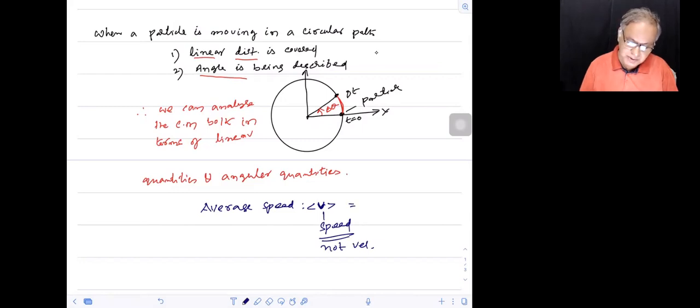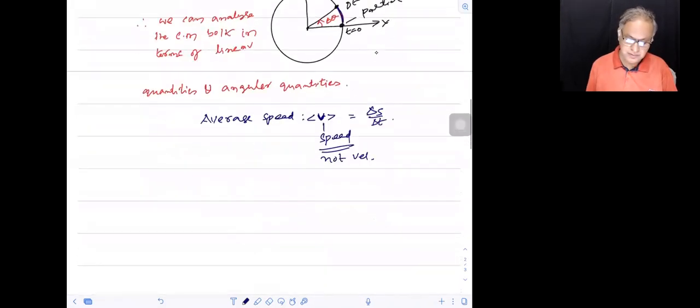That should be simply delta S by delta T. It's path length by time, not displacement by time. Hope you understood. It's not this one we wanted. That will give you average velocity, that will be called delta R. We don't want that. What I mean to say is, if you're taking the paths here, you'll get speed like that. V average equals what? Delta S by delta T. Do you follow?